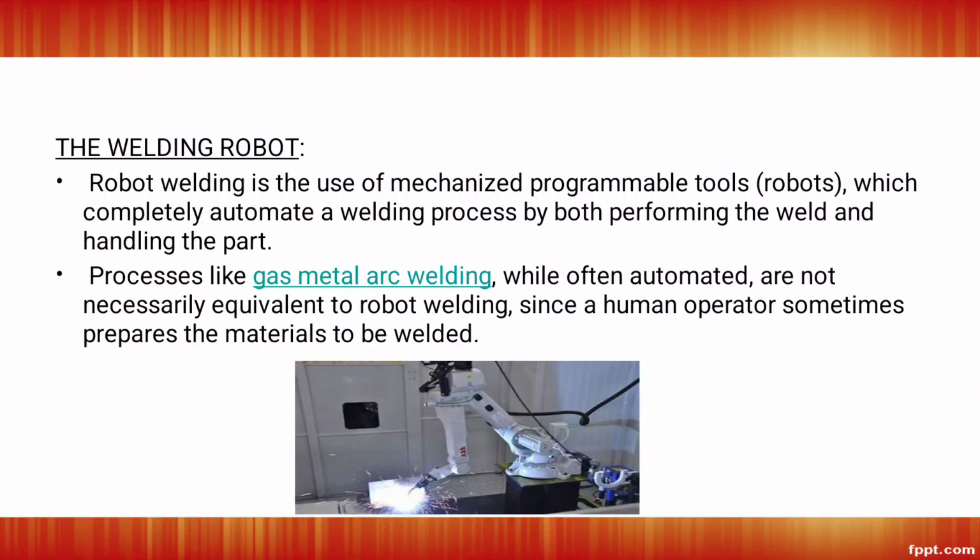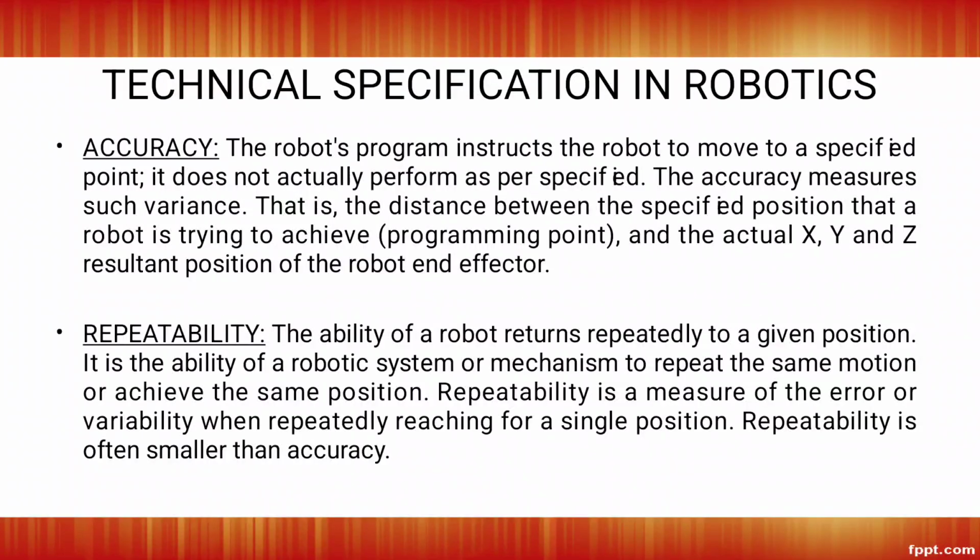Next is welding robot. The main purpose is to automate the welding process. Processes like gas metal arc welding, while often automated, are not necessarily equivalent to robot welding, since a human operator sometimes prepares the material to weld it. And that's all about the classification of robot.